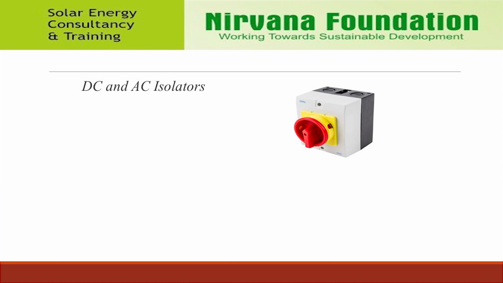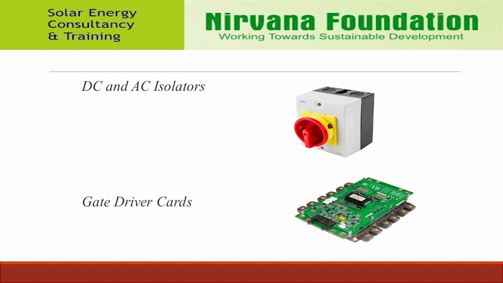DC and AC isolators. These are used between high-voltage DC PV arrays and grid-connect inverters. They are located adjacent to the inverter and are required to provide a means of manually isolating the entire PV array during system installation or any subsequent maintenance. These are required to provide a means of manually isolating the AC supply to a grid-connect inverter. Two AC isolation switches may need to be provided between the inverter and the point of connection to the supply. Gate driver cards.